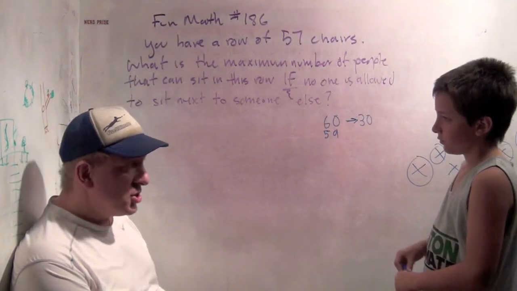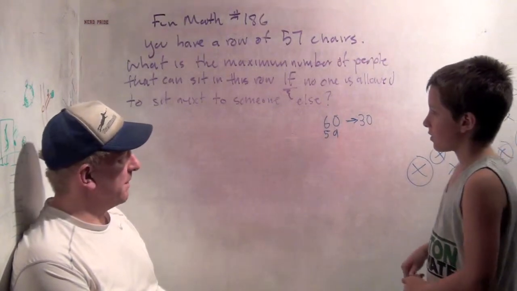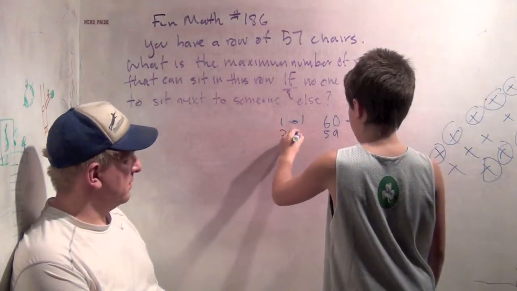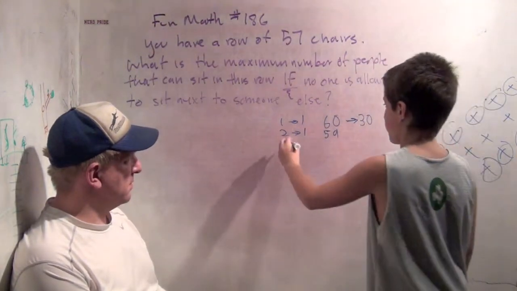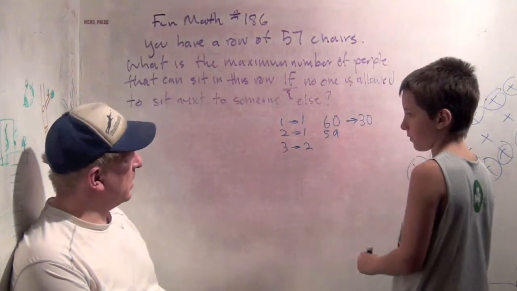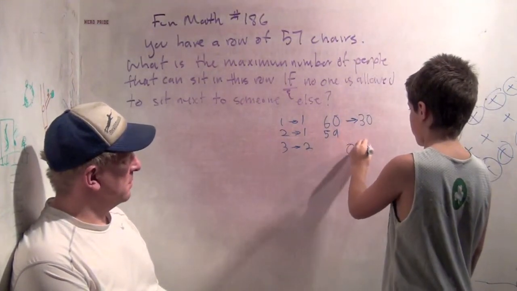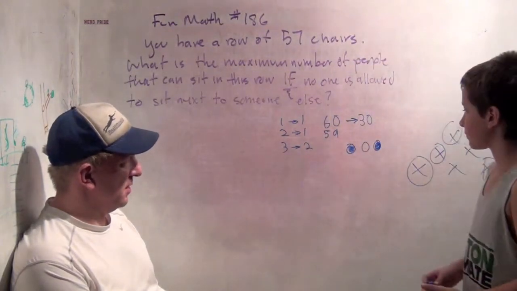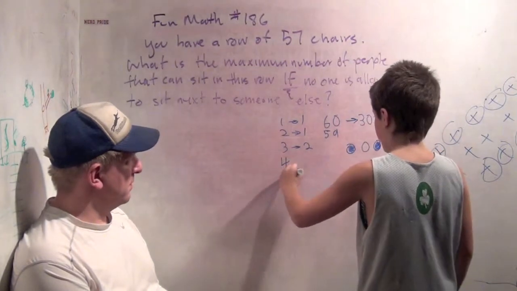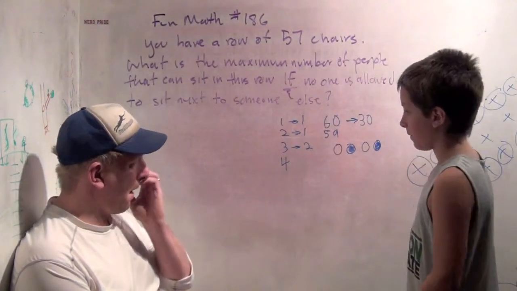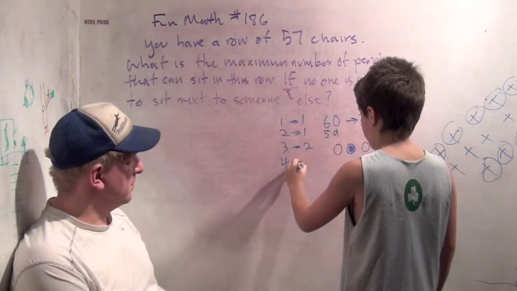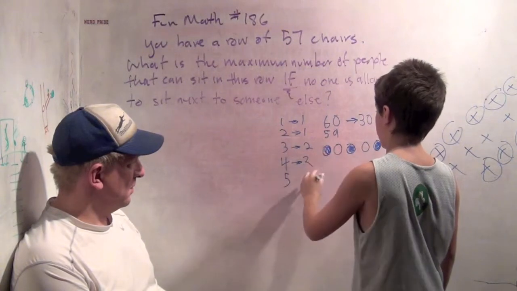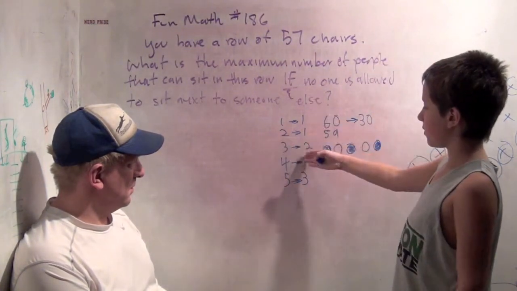If the row only had one chair, would that be easier? Yes. Go ahead. If the row had one chair, then one person would be able to sit in it. If the row had two chairs, one person would be able to sit in the row. If the row had three, there would be two people, because with three chairs it's every other chair. Row 4 would also have two. So 4 would have 2. Seems like we're going 1, 1, 2, 2. For 5, we get 3. Seems like we're going 1, 1, 2, 2, 3, 3, and so on.